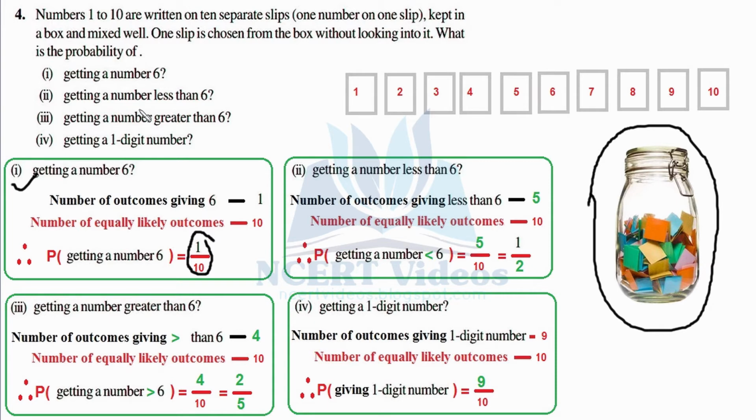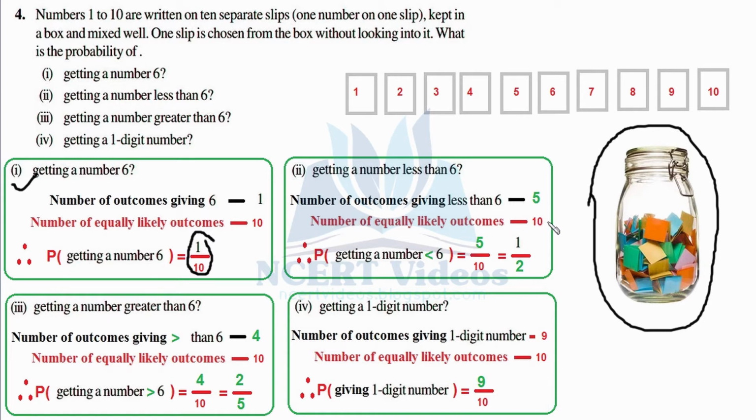Now second one, getting a number less than 6. In these types of questions, the statement plays a vital role. You must have a better understanding of the language part. It says number less than 6. That is, we must not include 6. Therefore, less than 6, fair enough. We have 5, 4, 3, 2, 1. So total 5 outcomes possible. So we wrote in second part, getting a number less than 6, number of outcomes giving less than 6 will be 5, as we have counted from 1 to 5. And in all these cases, number of equally likely outcomes are 10.